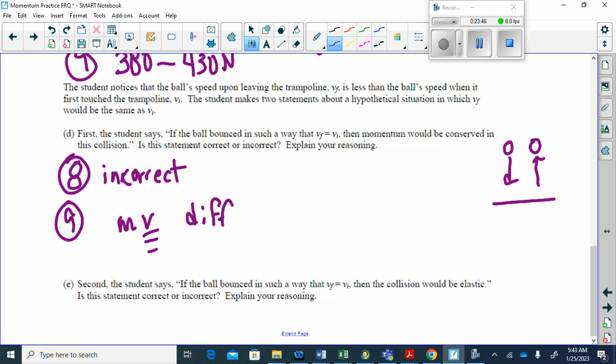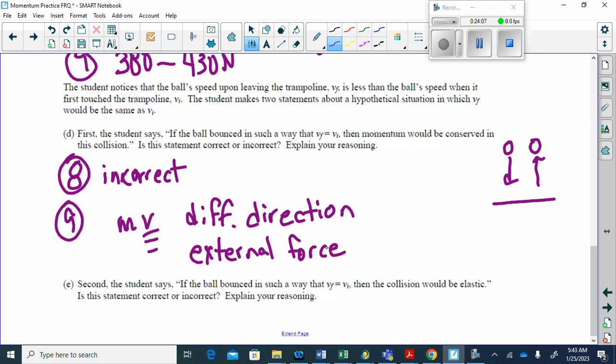They're going different directions. So this is one way to describe it: the momentum is exactly opposite, the same magnitude, different direction. Or you could say there's some kind of external force, therefore momentum is not conserved. So a couple different ways to explain it. You should have a couple of sentences going on to get full credit there.